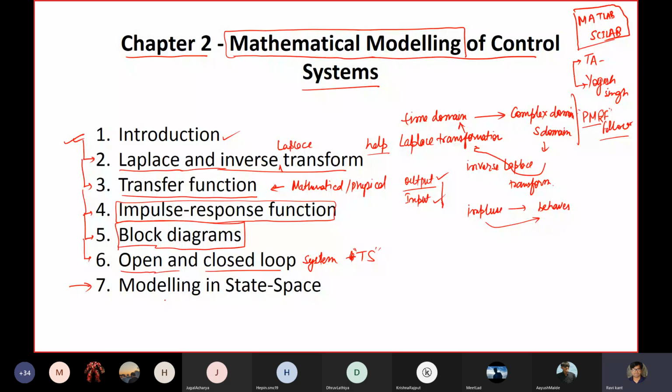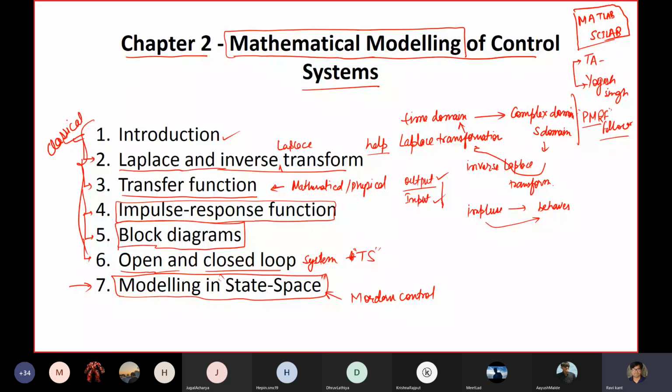There is something new I will talk about. There is a mathematical construct in which physical systems can be modeled in the framework of modern control techniques. So all these things are essential for classical and modern control.